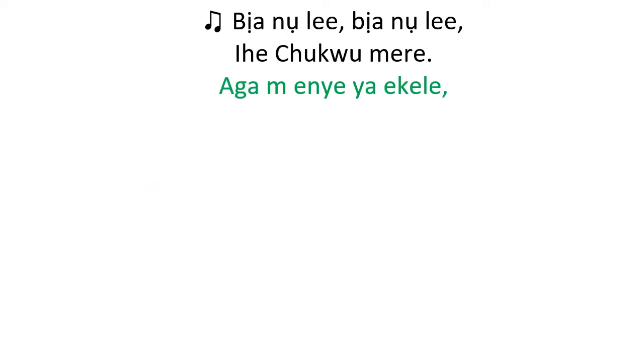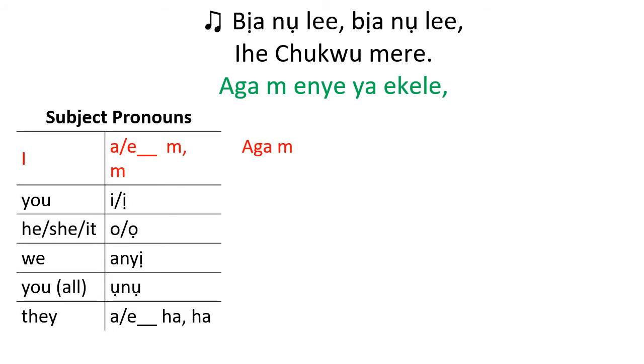Now the third line of the song. Bianole, bianole, ihe Chukwu mere, aga m enye ya ekele. Let's break down aga m enye ya ekele. You know how we've seen over and over again that iga is changed and used as a helping verb to say something in the future tense. Well, agam is how it looks in first person. Agam is I will. Aga m enye, I will give.